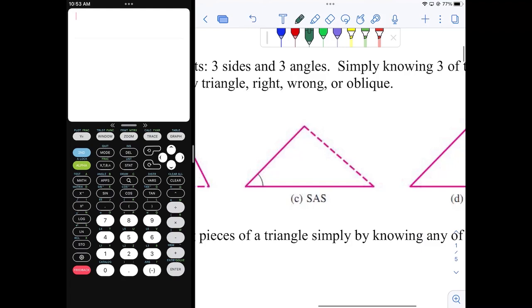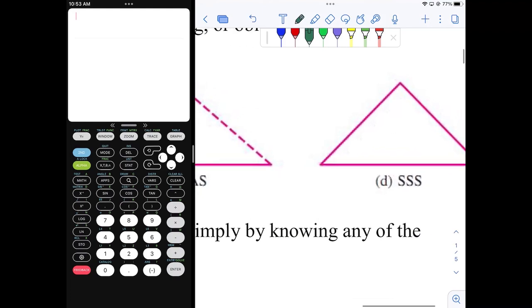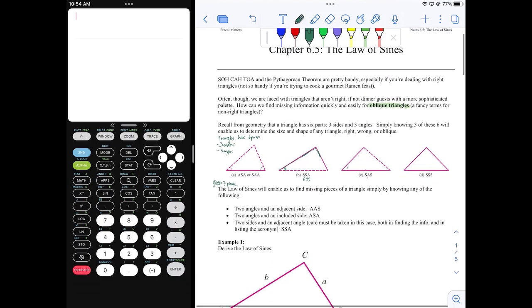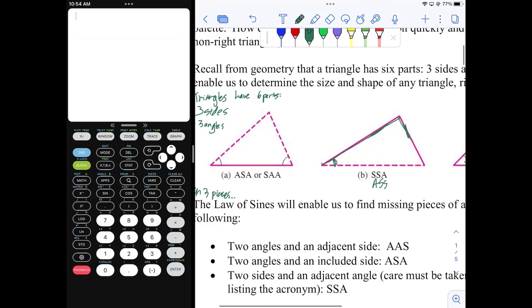All right, then you have the side-angle-side case, which we're going to learn in the next section. But this one's pretty easy. You have a side, the included angle, and the side. And then you have side-side-side. If you have all 3 sides, you can figure out what the 3 angles are. We'll do that in the next section as well. So today we're going to be focusing on the first 2, really.